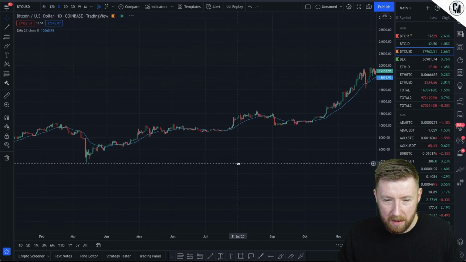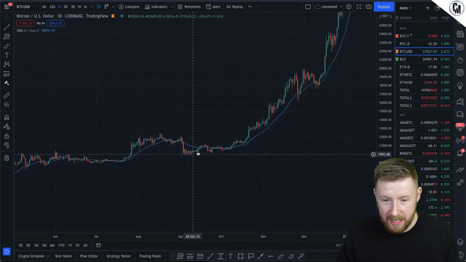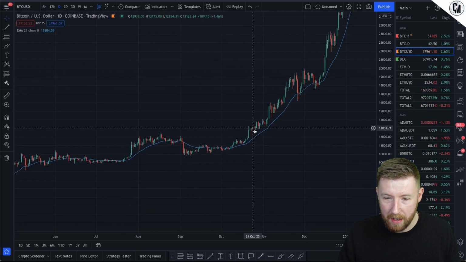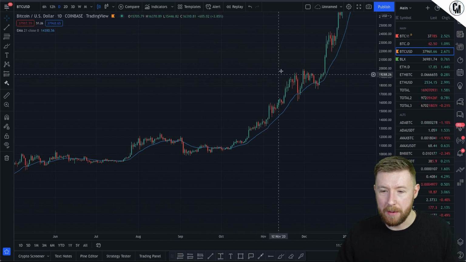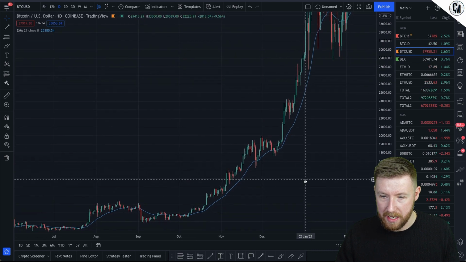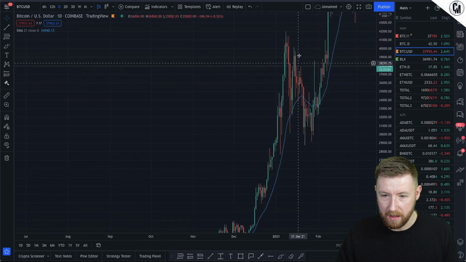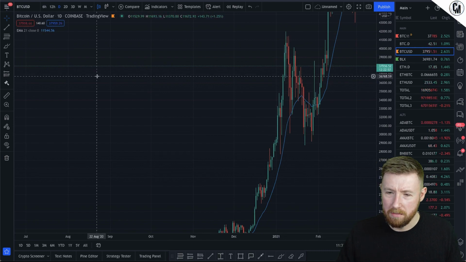Here we go. So when we start looking at this, it's very much sidewaysy until it starts breaking, but we are still forming a load of highs. Then we start to get into the trend, and the trend then becomes your friend. And the longer it goes on, the stronger it's going to become. And as you can see, it carries on going, until we finally top out here. Cool, right? So just make sure you understand that.